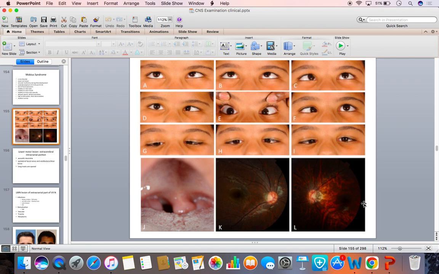Look at this picture. He is unable to open the eyes. There is lateral rectus paralysis.